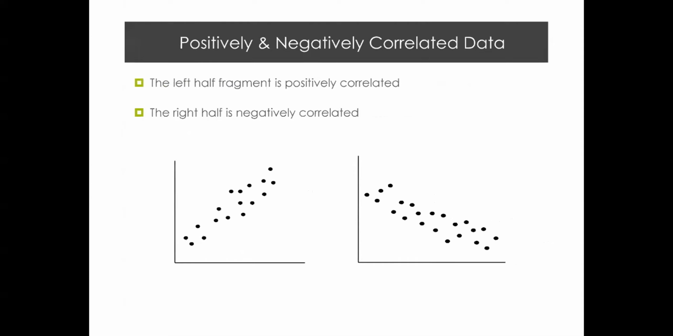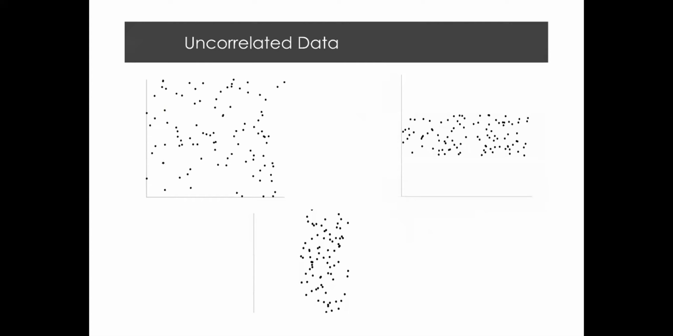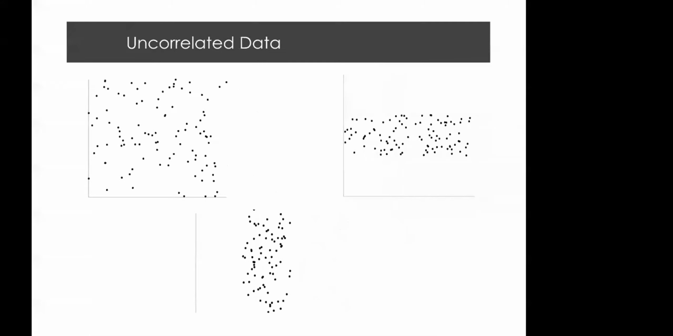So see, this is positively and negatively correlated data. Whenever the points increase along the y-axis, you represent it as positively correlated data, and if it goes downward along the x-axis, that is negatively correlated data. The left one is represented as positively correlated, and the right one is called negatively correlated. And this is uncorrelated data: there is no positive or negative trend, and the data is placed anywhere.